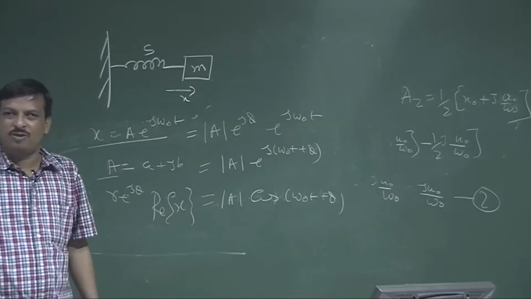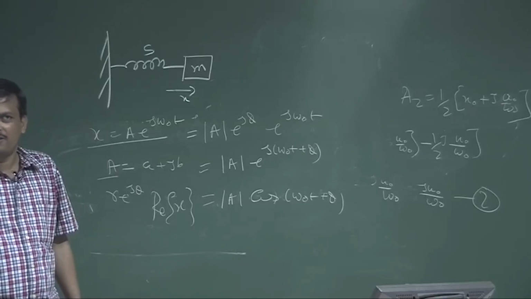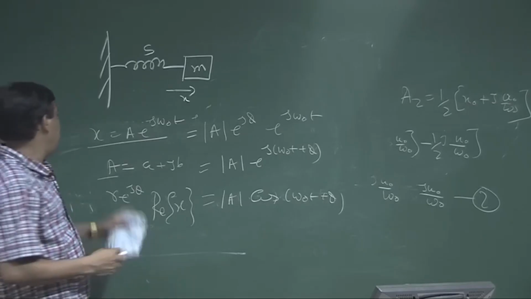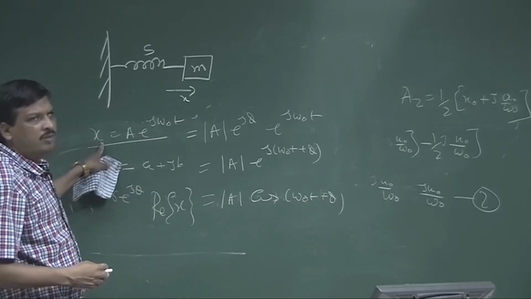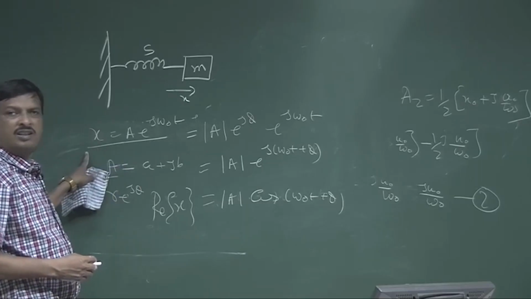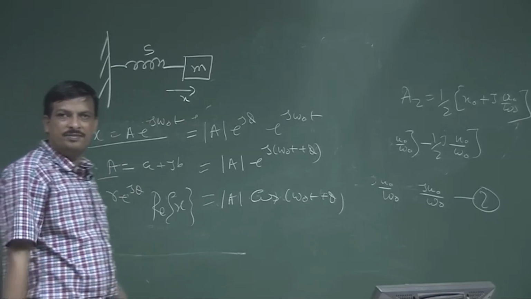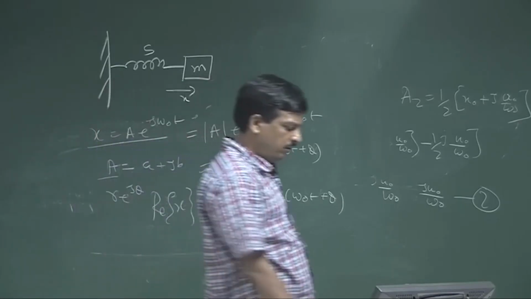Same expression as we derived for the cosine transform, cosine part. Similarly, if x is in this form, I can find the velocity dx/dt, and I can find the acceleration d²x/dt². So, both ways I can find it.